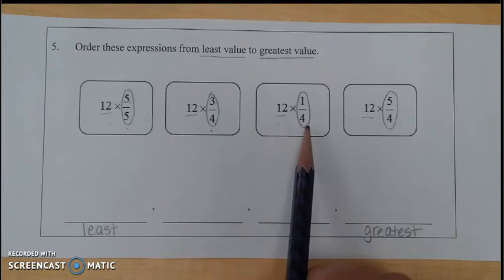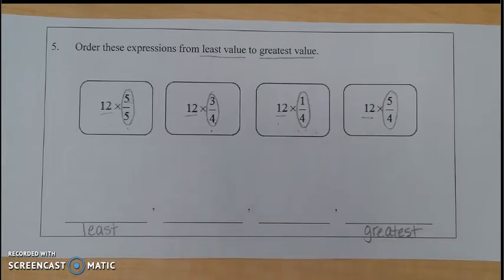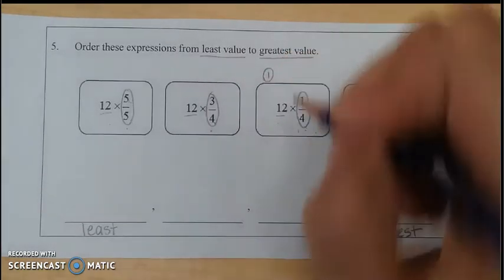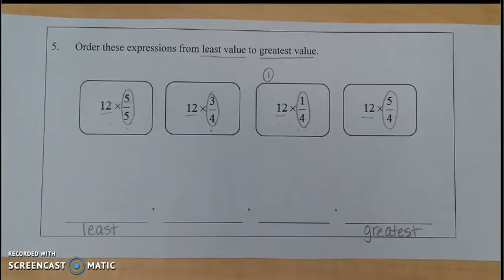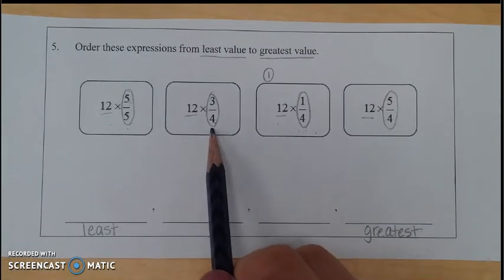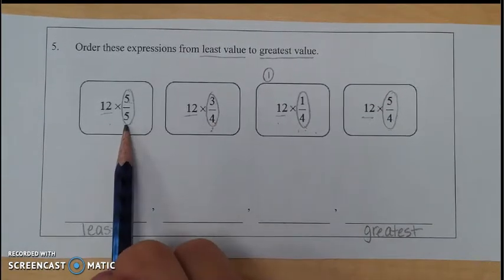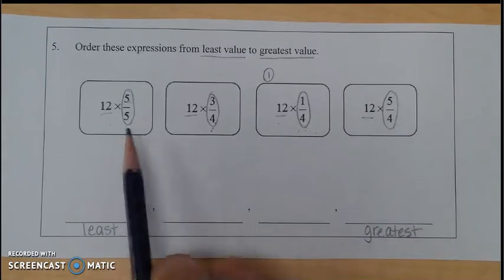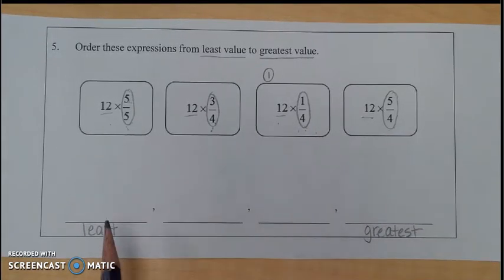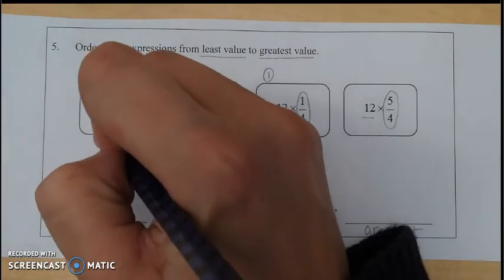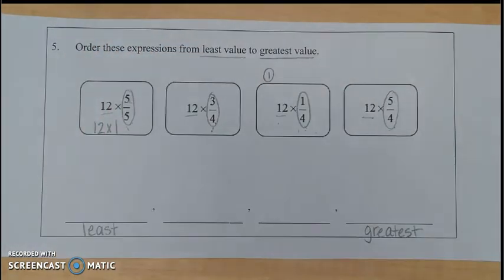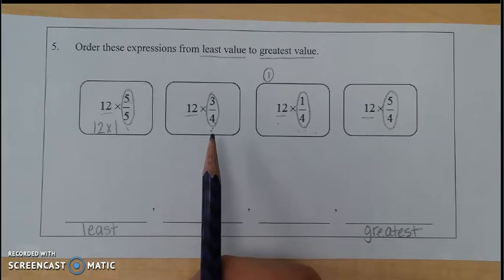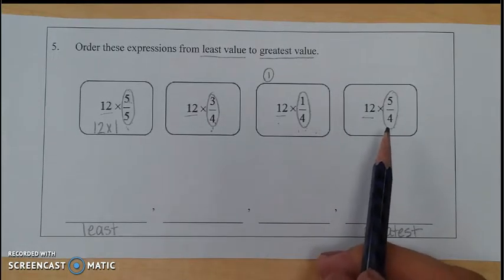So if I have 12 groups of 1/4, I'm going to have a smaller number than I will with all the other ones. I think this is the smallest without even doing any multiplication. I know 3/4 is smaller than 5/5 and 5/4. 5/5 is equal to a whole. So this expression essentially is 12 times 1 whole. 3/4 is less than a whole, and 5/4 is greater than a whole.